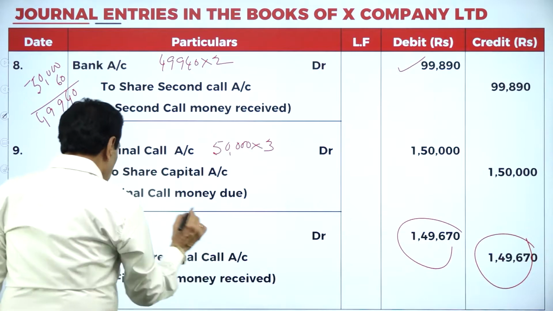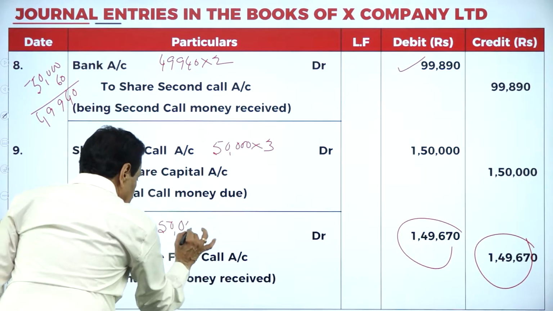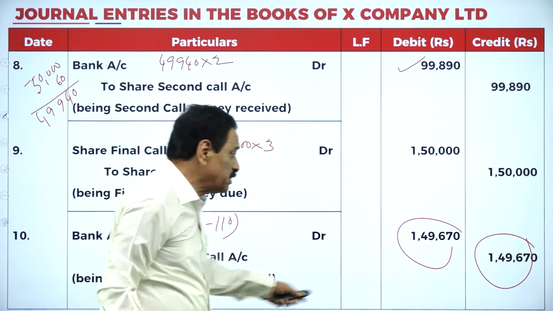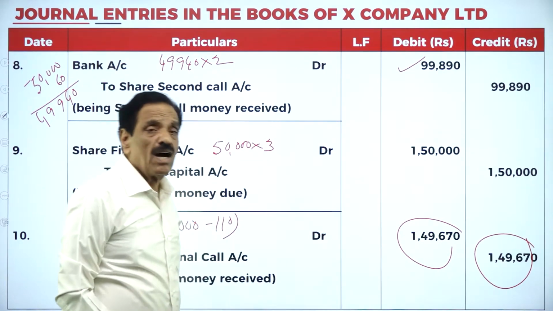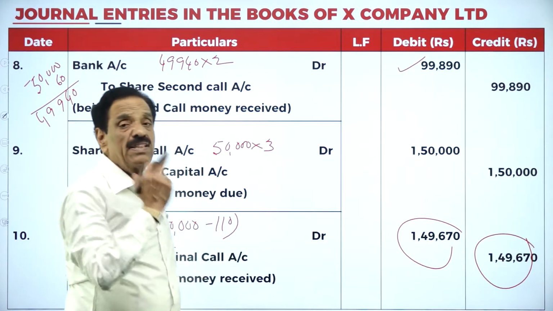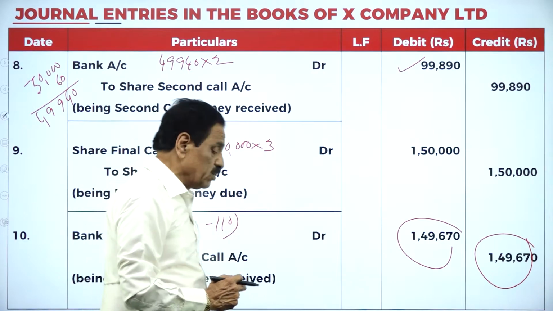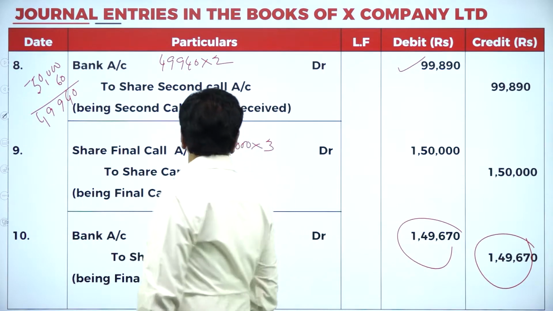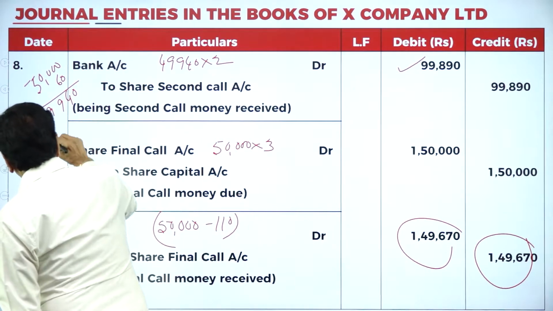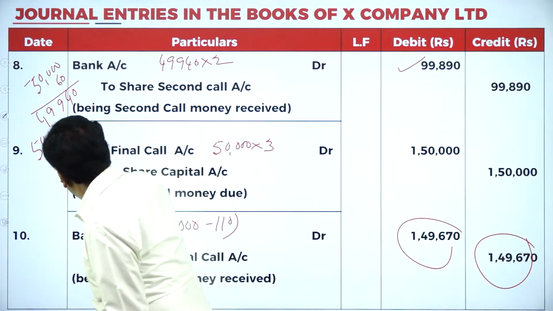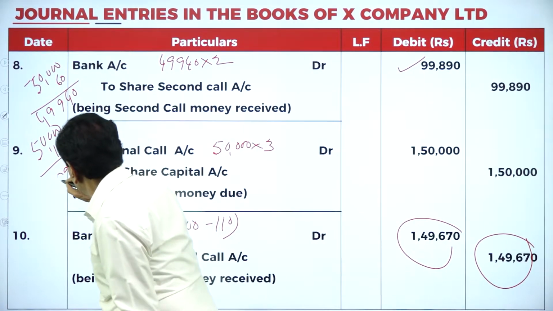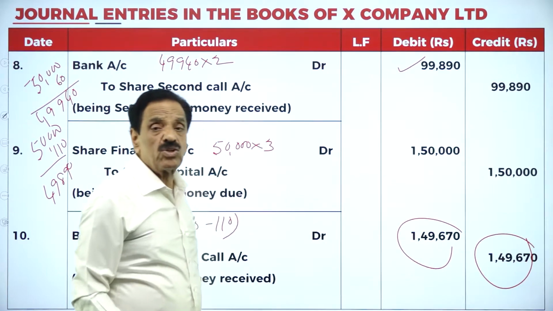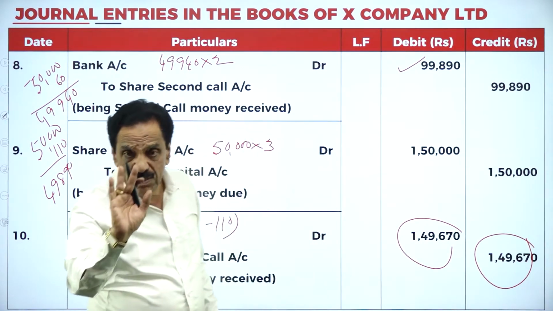So you are going to receive this out of 50,000. How many shares' money could you not receive? The money on 110 shares could not be received. So the balance money is what you are going to receive. I have shown in the working note how much money you are going to receive: 1,49,670 out of 50,000 shares. 110 has gone. Out of 50,000, you could not receive on 110 shares. 49,890 into 3 works out to 1,49,670 you are going to receive.